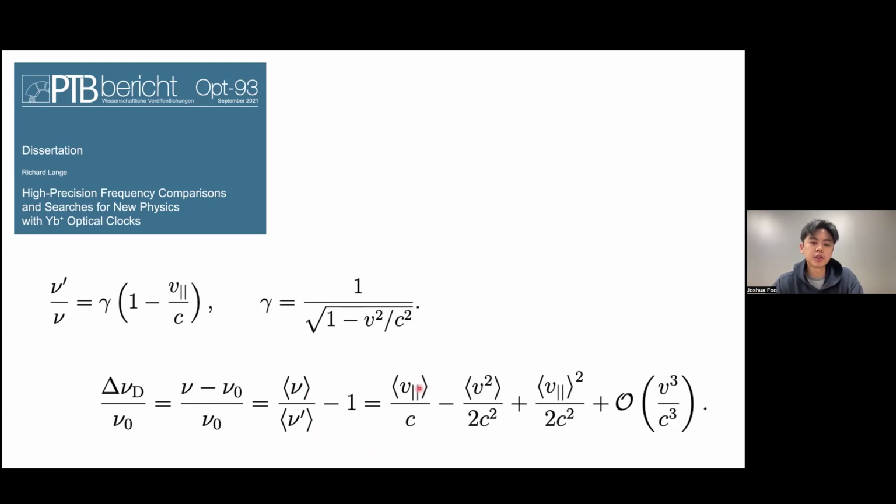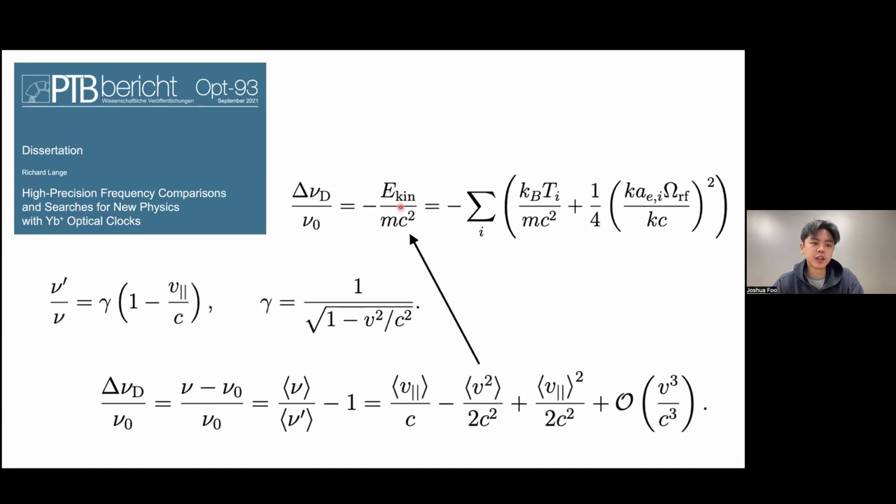V parallel is the velocity of the ion parallel to the probe laser beam, and this is 0 on the timescale relevant for experiments. And the mean of v squared is the average over the translational degrees of freedom of the ion, which is r dot from the previous slide. And then plugging in the average kinetic energy as obtained from the previous slide, we simply get this kBT on mc squared formula. And this extra term is from the time-dependent fields, which for our purposes we can neglect. So unsurprisingly, or maybe it's surprising, there's seemingly very little quantum mechanics in the derivation of this frequency shift.